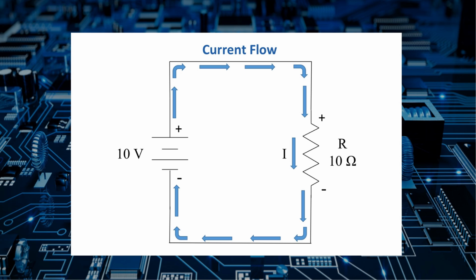In reality, positive charges aren't what flow. What really flows is electrons. And electrons have a negative charge. They actually flow from the negative terminal through the circuit back to the positive terminal. But we use the positive flow convention because it's easier to understand and visualize.